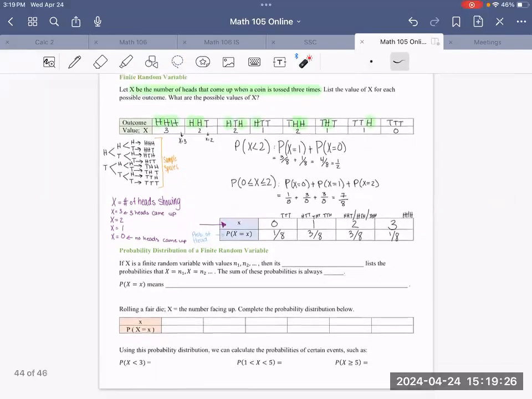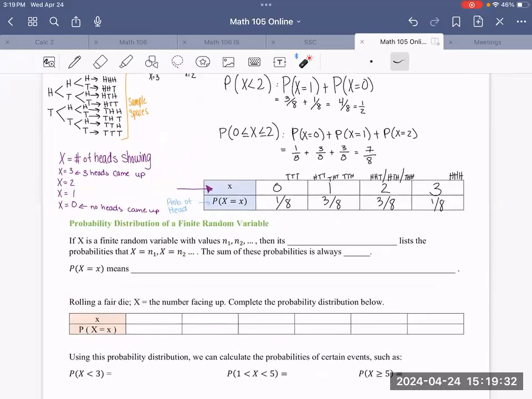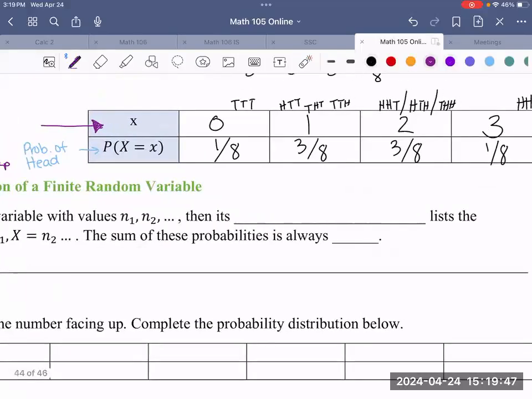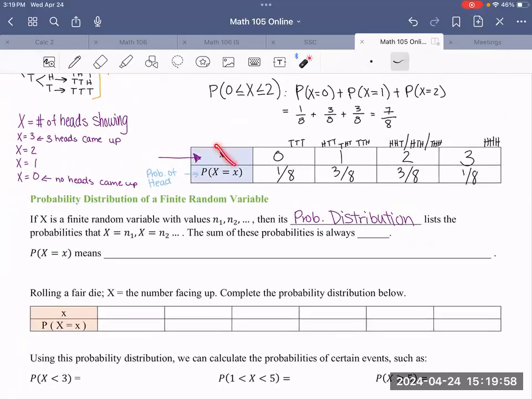Now let's keep going just a little bit more. It says that if X is a finite random variable with values x1 through xn, then its probability distribution, just what we did a moment ago, lists the probabilities of these values. So when X is equal to 0, we found its probability. However, when we finish, we will always want to make sure that the sum totals 1.